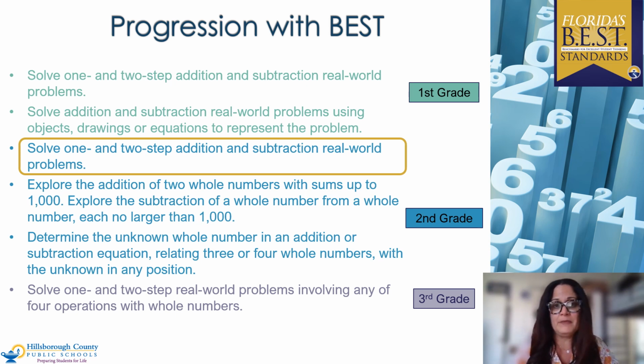That is what will happen in second grade, and they will also represent their mathematical thinking as they solve 1 and 2 step problems through a progression of CRA: concrete, pictorial, and abstract representations. And you can see that in third grade, they progress to solving 1 and 2 step real world problems involving any of the 4 operations with whole numbers.